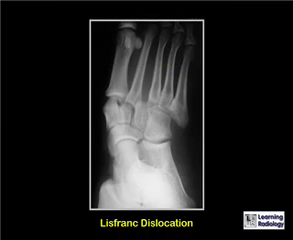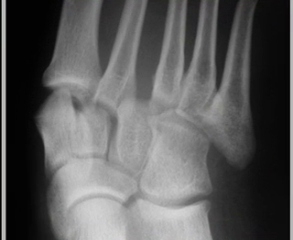This is another example of a Lisfranc dislocation, not in a diabetic patient. We showed this earlier, in which there is lateral displacement of metatarsals 3, 4, and 5, while metatarsals 1 and 2 are not laterally displaced.